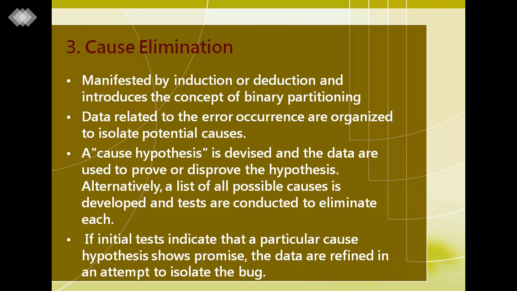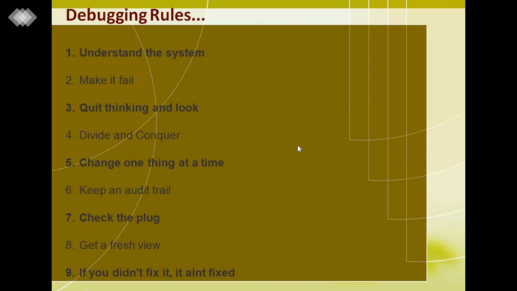So here are some different debugging rules: first, understand the system; next, make it fail; next, quiet thinking; next, divide and conquer; next, change one thing at a time; next, keep an audit trail; seventh, check the plug; eighth, get a fresh view; and ninth, if you didn't fix it, it is not fixed.